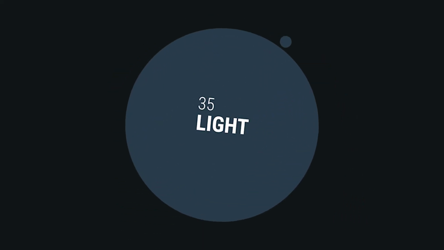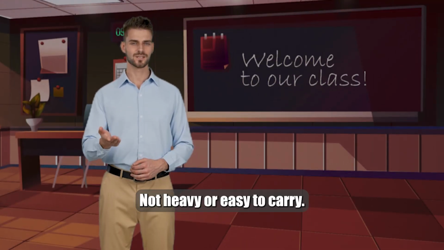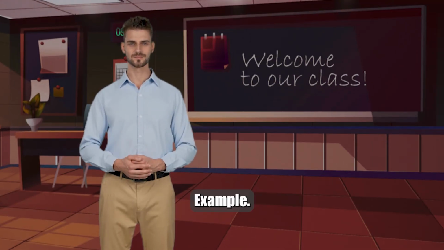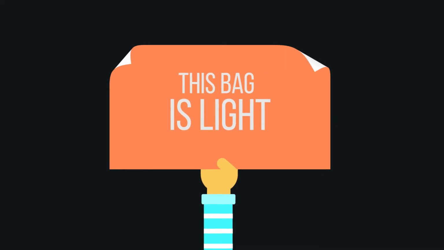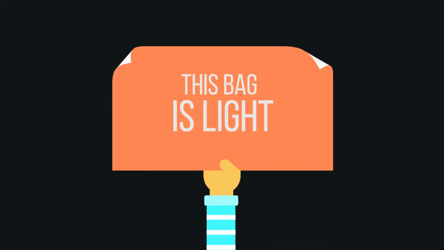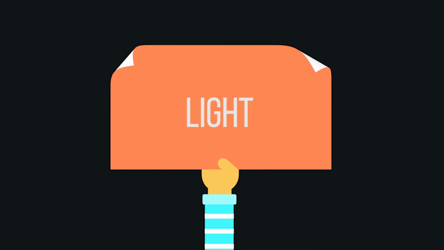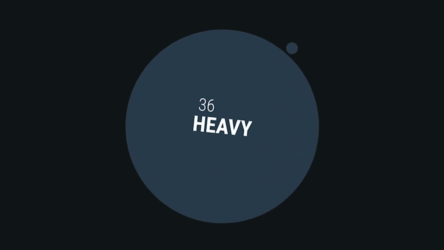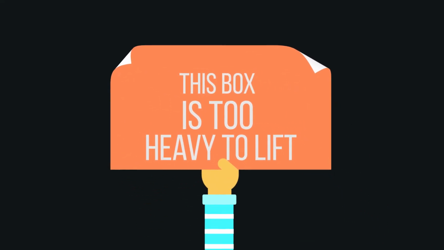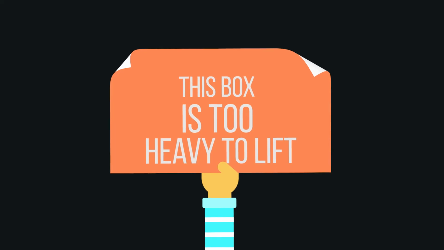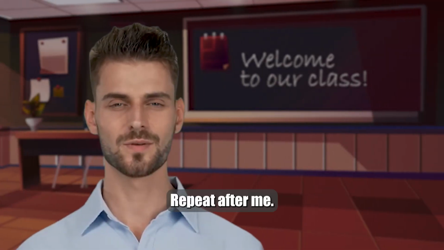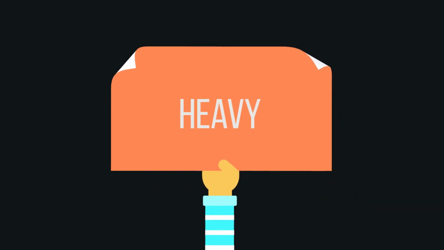35. Light. Not heavy or easy to carry. Example. This bag is light. Repeat after me. Light. 36. Heavy. Having a lot of weight. Example. This box is too heavy to lift. Repeat after me. Heavy.